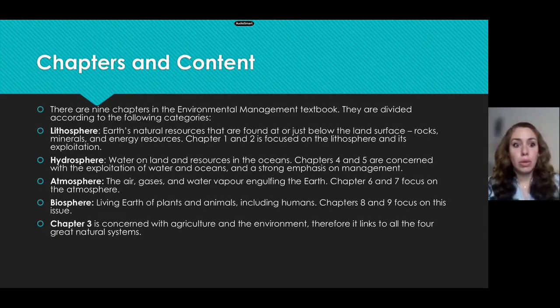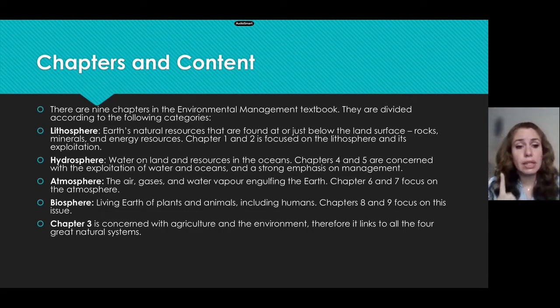Okay, so we're going to talk about the chapters and content. There are 9 chapters in the environmental management textbook. It is easy to divide these chapters into categories. There are 4 categories basically where we can divide these chapters.